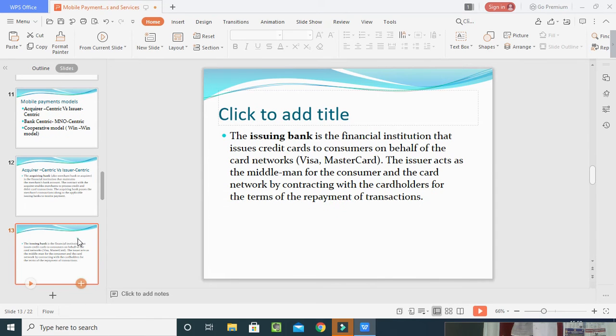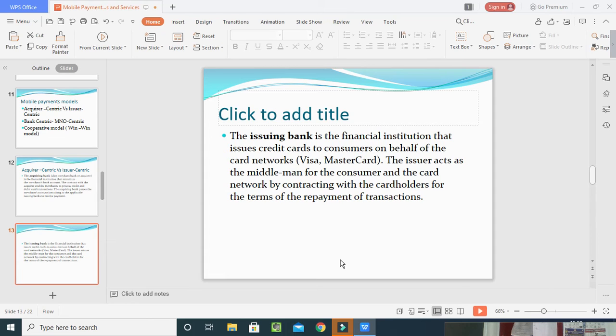Now, what do you mean by issuing bank? The issuing bank is a financial institution that issues credit cards to consumers on behalf of the card network. See, acquiring means the bank will receive the amount. They will get the deposit in the form of a check or in the form of cash or in the form of an e-payment transaction.